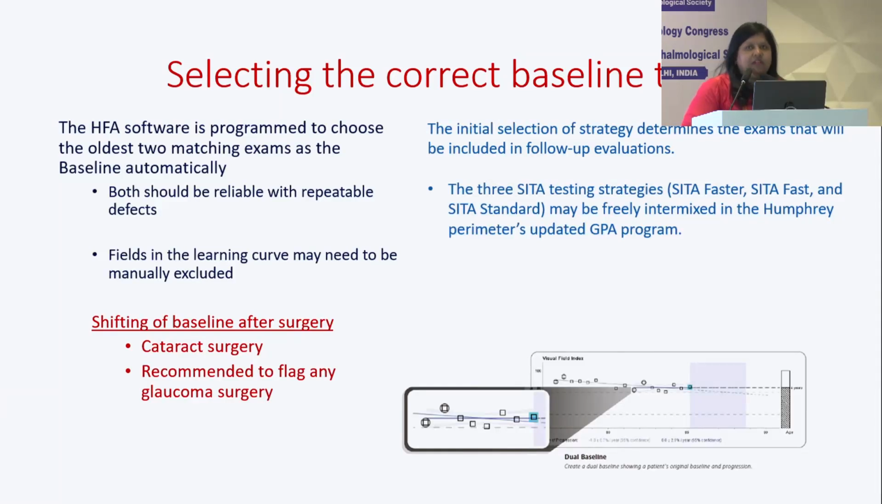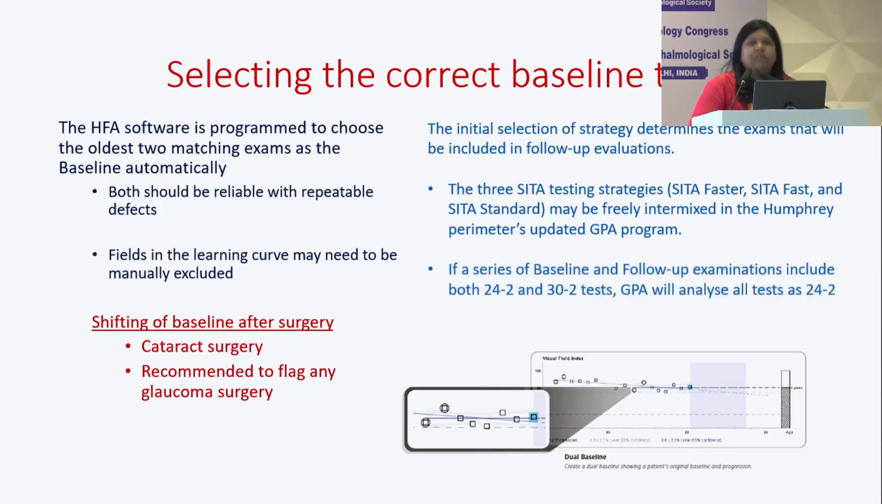In the latest HFA 3, the 3 SITA testing strategy, that is SITA Faster, SITA Fast, and SITA Standard, may be freely intermixed in the Humphrey Perimeter's updated GPA program. This was not there with the older programs, but this is available with the current program. If a series of baseline and follow-up examinations include both 24-2 and 30-2, GPA will analyze all tests at 24-2. This is another advantage with the current machine. And GPA is not designed for 10-2 tests, so we do not have progression analysis on the 10-2.